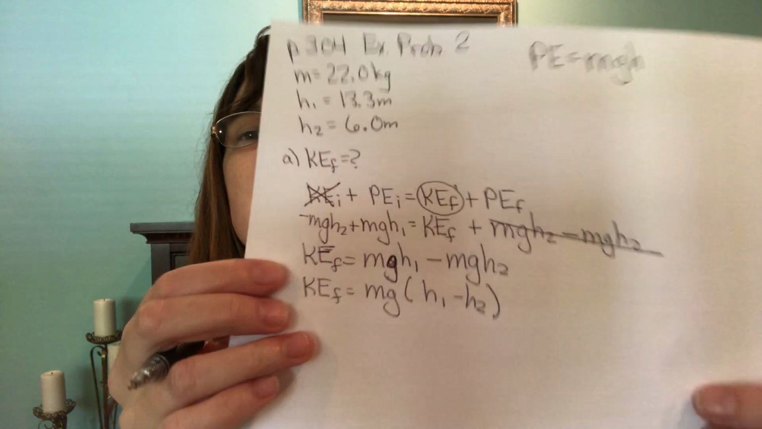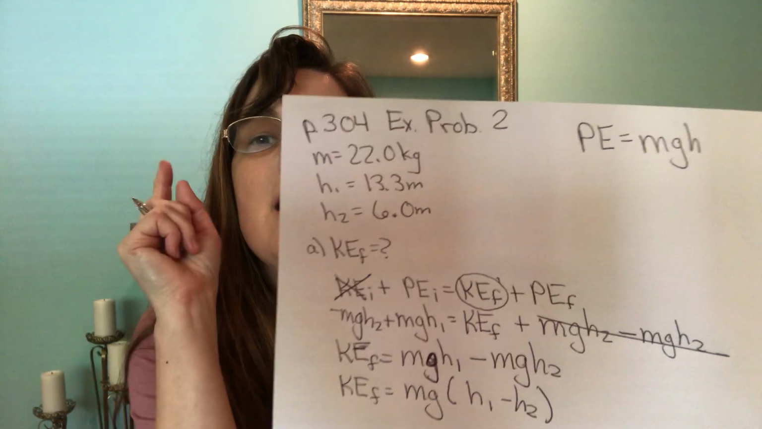Okay, at this point, can we plug in? Do we have everything? Yes, we do. So go ahead and plug it in. If you need more time than I'm taking, you can definitely pause the video. Make sure you watch out for significant digits. We're going to use 9.8 meters per second squared for G, as always. It's kind of weird because we're used to doing H2 minus H1, but because of the way the math worked out, we're actually doing H1 minus H2.